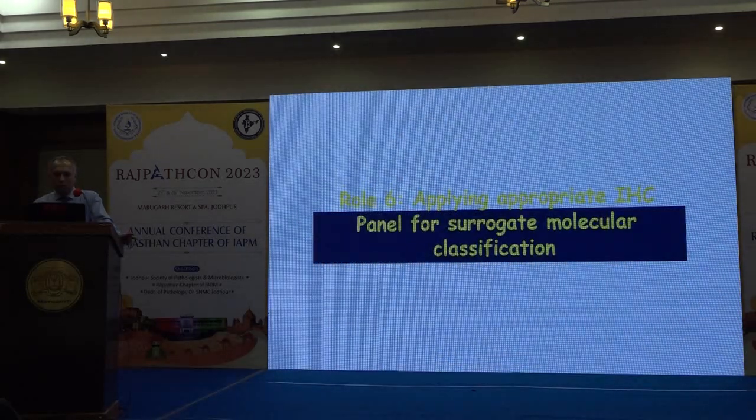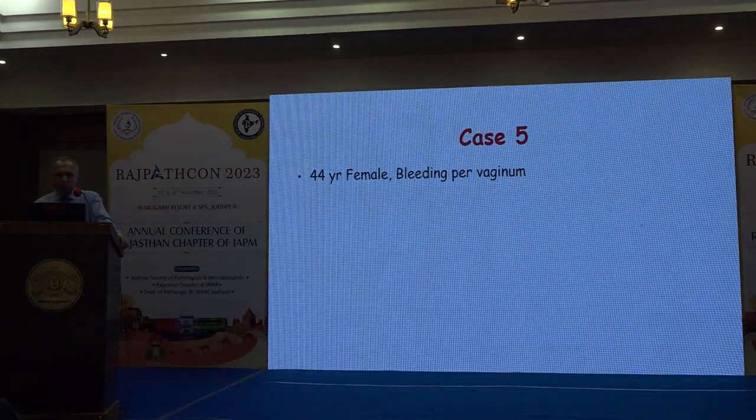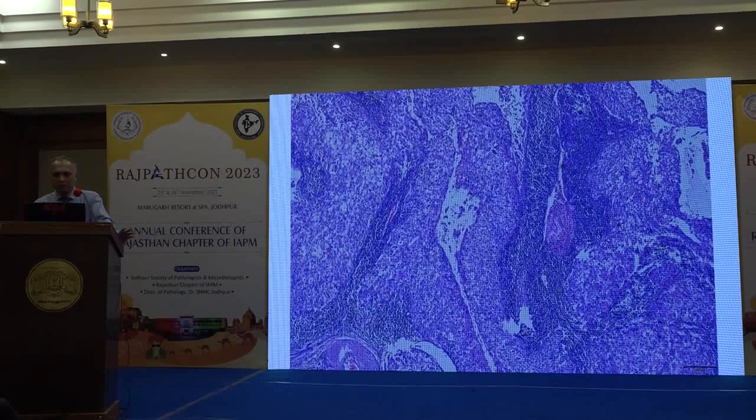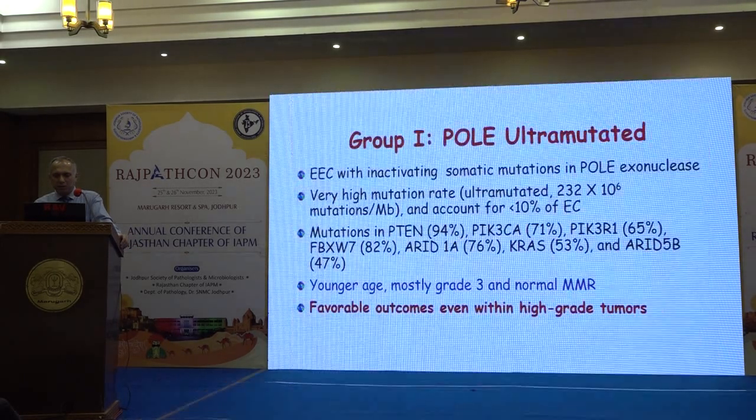So we need to apply an appropriate IHC panel for surrogate molecular classification. This is another role which we have to play more often. This is a tumor, one of our cases, showing a solid-looking tumor with a dense lymphocytic infiltrate around. You can see the tumor cells having fairly abundant cytoplasm.